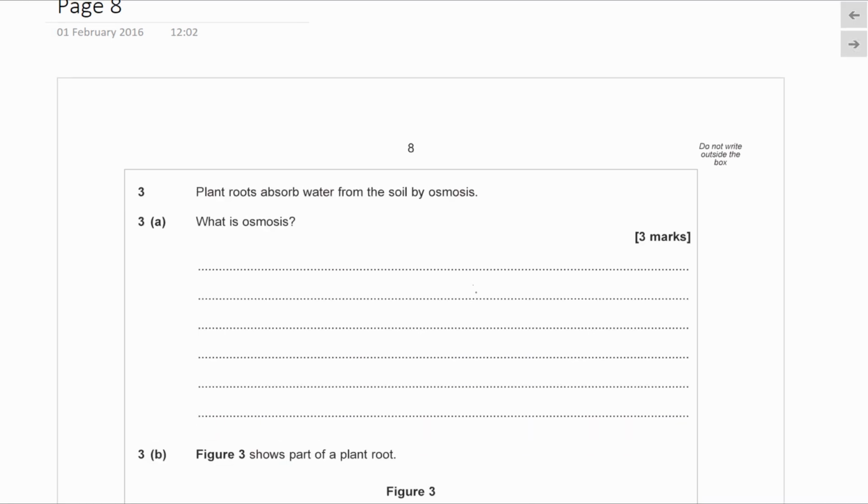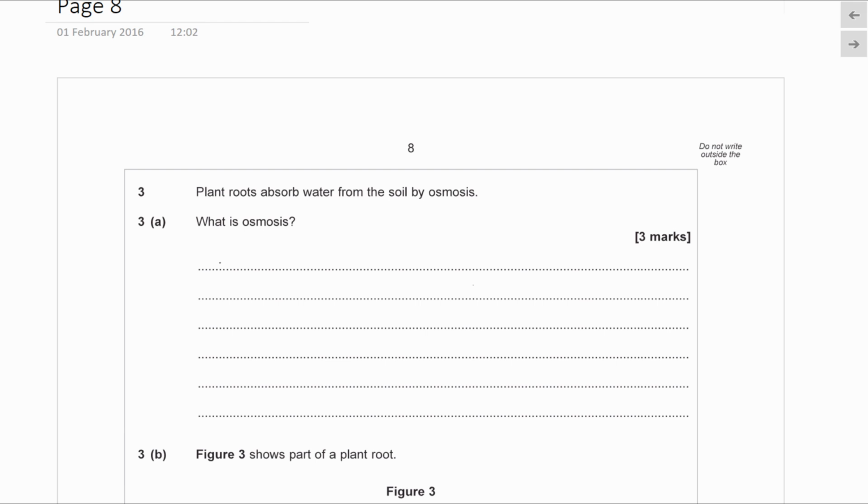All right, so question 3. We are told that plant roots absorb water from the soil by osmosis. We know that's true. First question for 3 marks is, what is osmosis? Now, you should know that osmosis is basically diffusion of water, but it has to be across a semi-permeable or partially permeable membrane. Those two are the same thing.